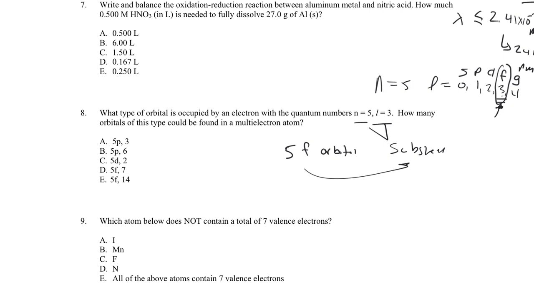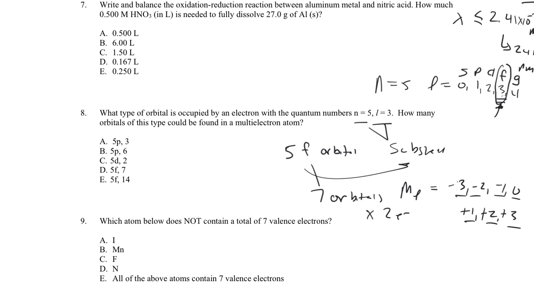And what's the most number of orbitals within a single atom that could share this combination of n and l? Well, it's all the ones that share that m sub l range of -3, -2, -1, 0, +1, +2, +3. So that's 1, 2, 3, 4, 5, 6, 7. So there should be 7 orbitals in this 5f subshell, 2 electrons each, so 14 electrons could have that combination of n and l. So it's a 5f series with 7 orbitals. It doesn't ask about the electrons, but 2 electrons per orbital.